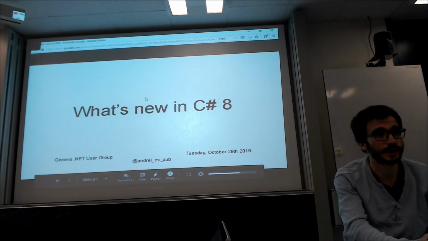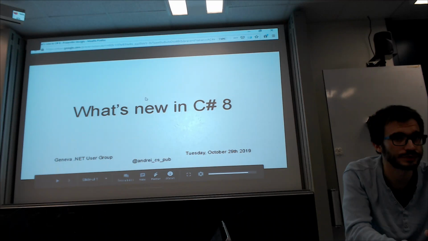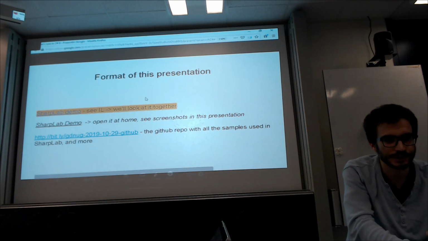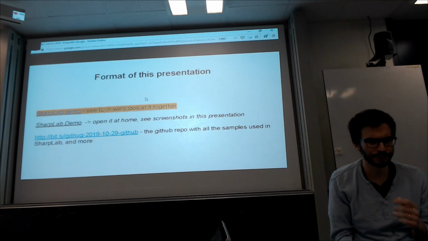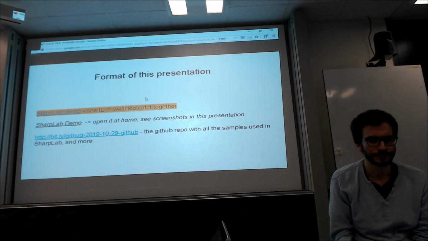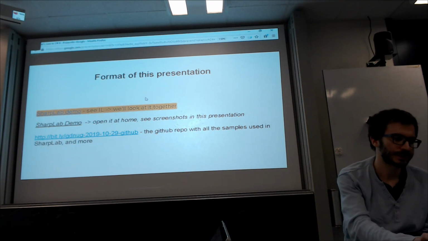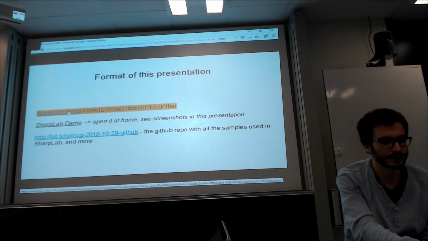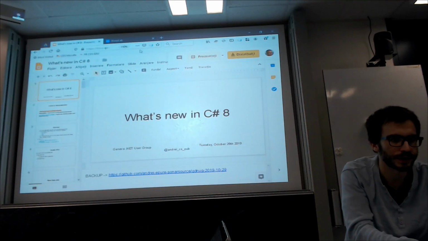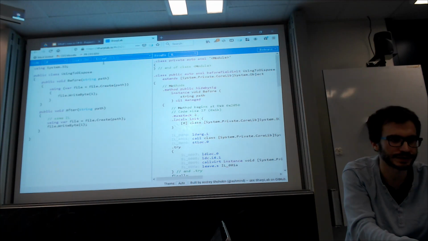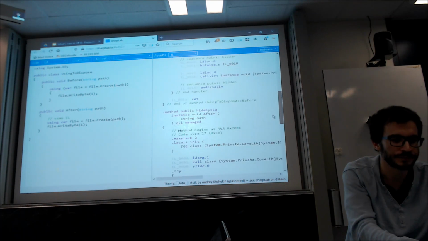Okay, hello, I'm Andrei, and I will be talking about what's new in C# 8. For the format of this presentation, I will be mainly using the slides, and in the slides there are links to SharpLab code snippets. SharpLab is a website where you can put code snippets, and on the left there's the C# code, and on the right you can look at the generated IL.